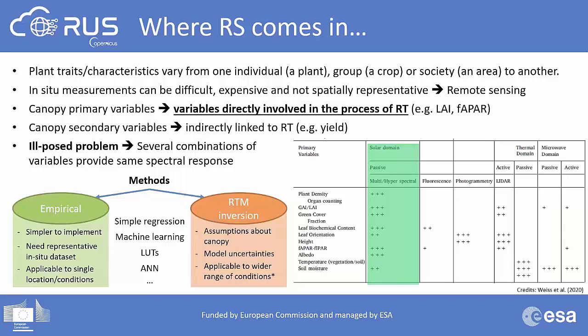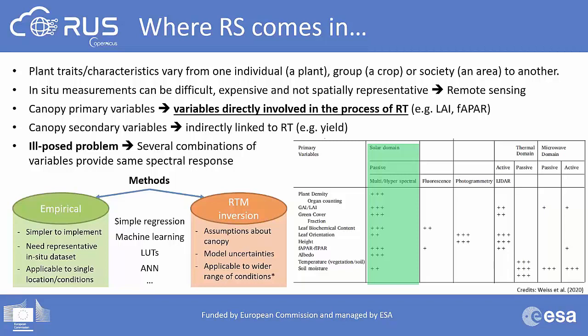Empirical methods are generally easier and faster to implement, but they require a large number of in situ observations and are prone to overfitting to a single area, crop, or observation conditions. Radiative transfer model inversion, on the other hand, can be applied to a wider range of conditions, but makes certain assumptions regarding the canopy properties, such as canopy structure, which contribute to model uncertainty.